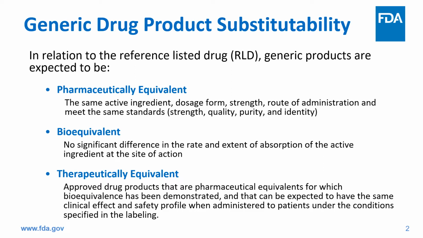The generic must be pharmaceutically equivalent, meaning that it contains the same active ingredients, dosage form, strength, route of administration, and meets the same standards of quality, strength, purity, and identity as the reference-listed product. It must be bioequivalent, which means there should be no significant difference in the rate and extent of absorption of the active ingredient at the site of action.